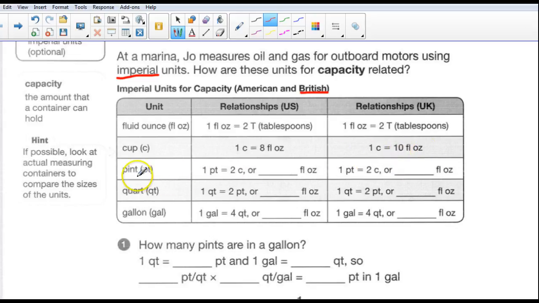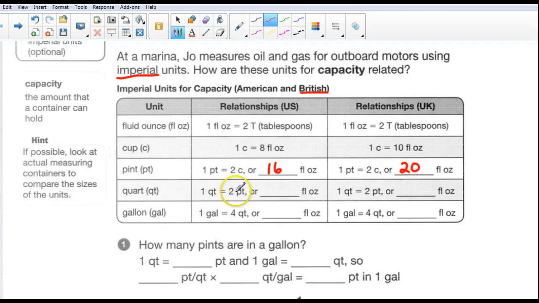Okay? So a pint. 1 pint is just 2 cups. If 1 cup is 8 ounces, 2 cups must be 8 times 2, which is 16. But if 1 cup in the British system is 10 ounces, then 1 pint in the British system must be 10 times 2, which is 20 fluid ounces.